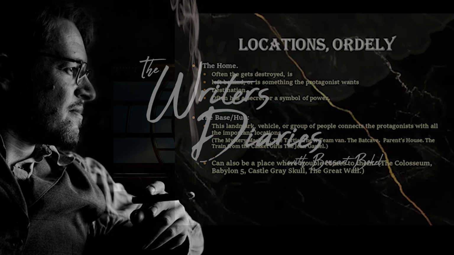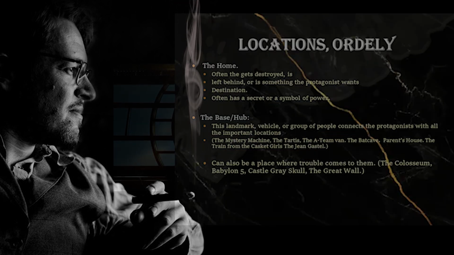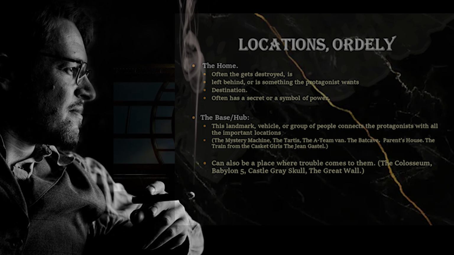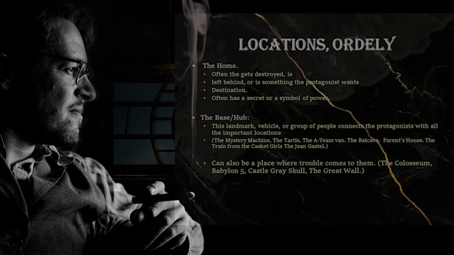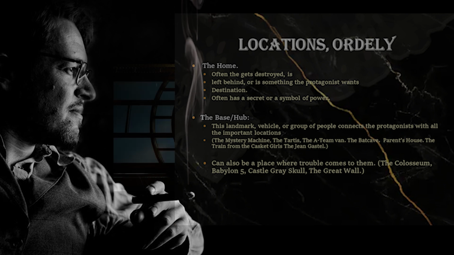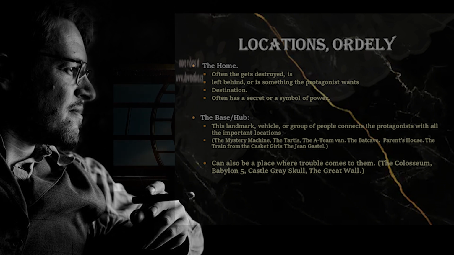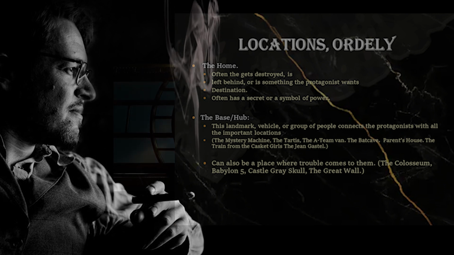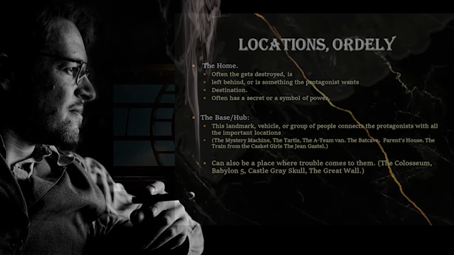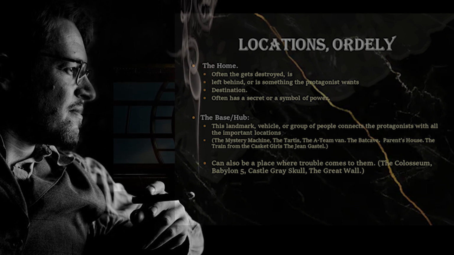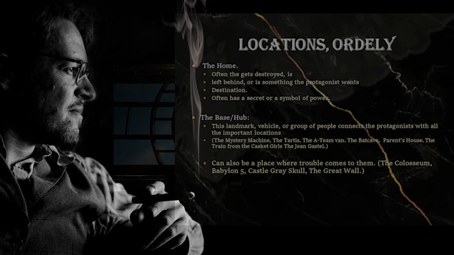Let's talk more about locations within the Lands of Order, right? Now, the first one that we already mentioned before is the home. It often gets destroyed by the bad guys. It's gone. So we often have that the character is leaving it or forced to leave it. But yeah, it often also can be a secret or a symbol of power, let's say Minas Tirith.